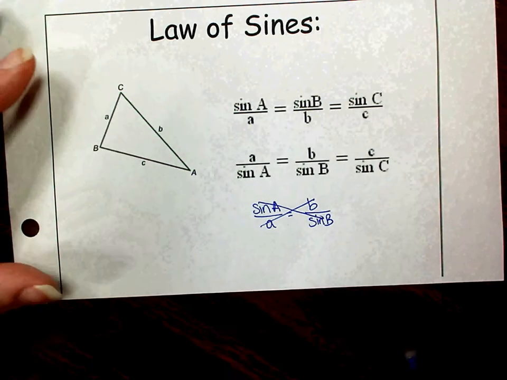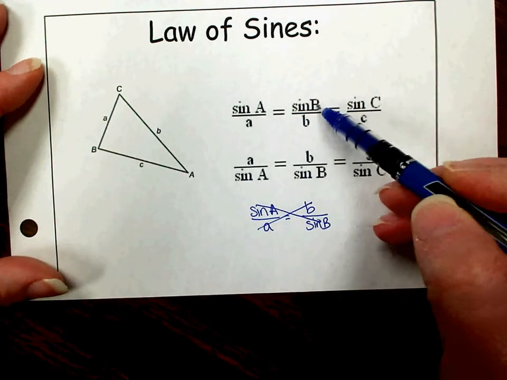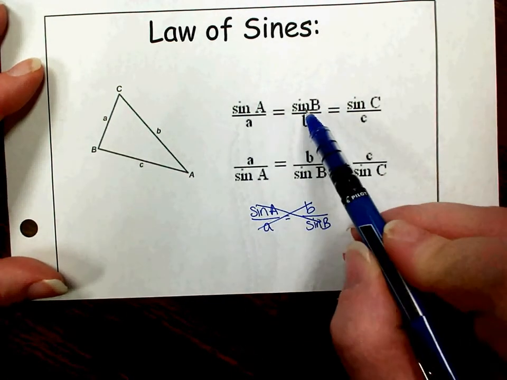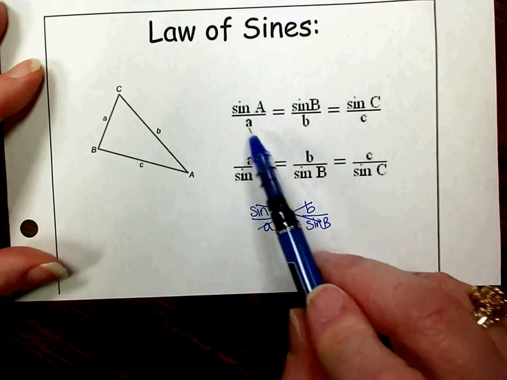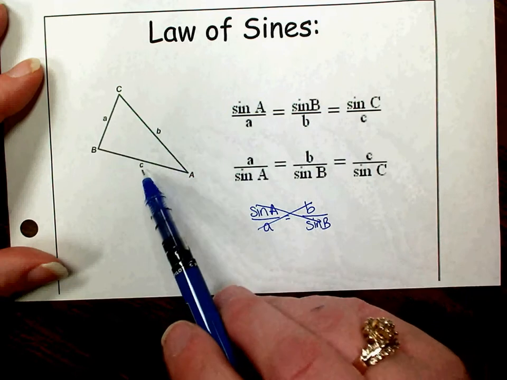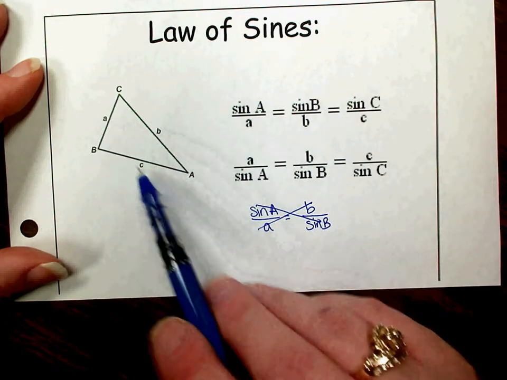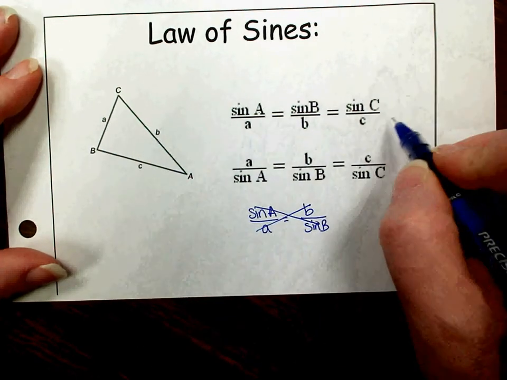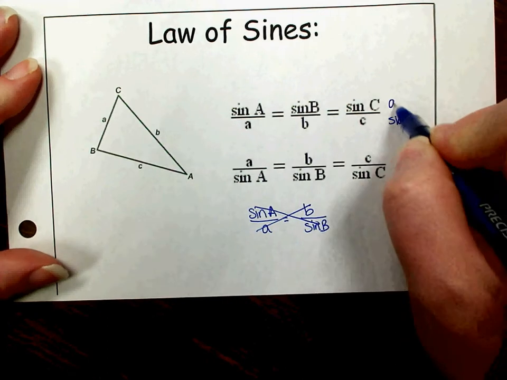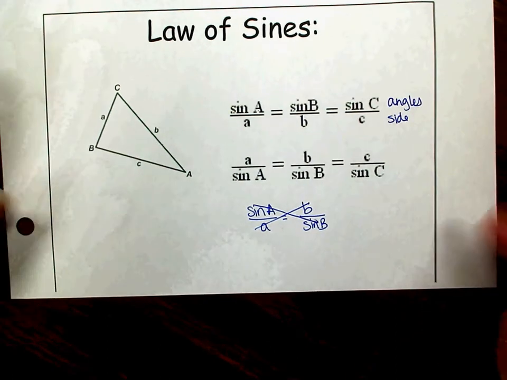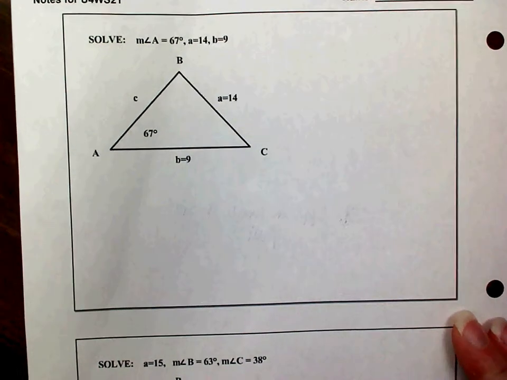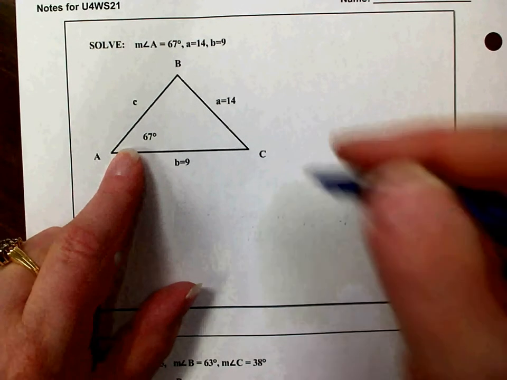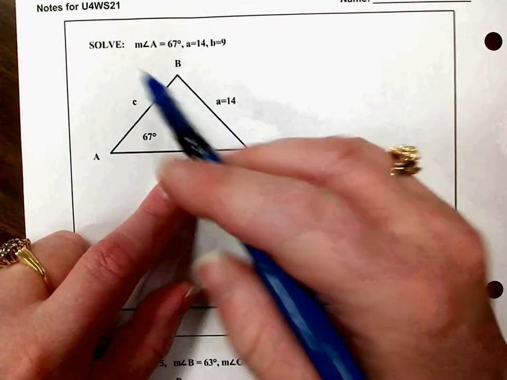Another thing to be careful about is, remember, these are capital A's because we're taking sines of angles, and angles are always named with capital letters. These are lowercase letters because they're representing the side lengths. So lowercase for side lengths and uppercase for angles. Okay, so let's look at some examples here. Our very first example gives us the measure of angle A. It gives us side A, side B, and it just tells us to solve.